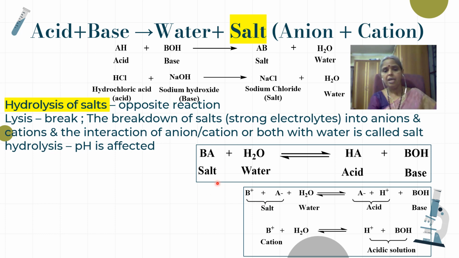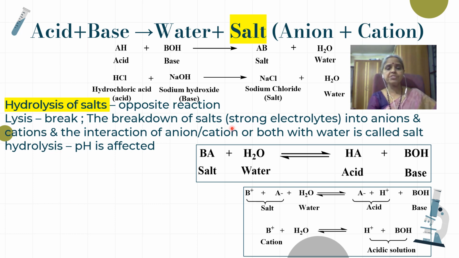You can see here, BA is the salt. You put it in water and you get the acid and the base back: HA and BOH. HA is the acid, BOH is the base. Depending upon the relative strengths of the acid and the base, you will determine whether the resultant solution is acidic or basic in nature.